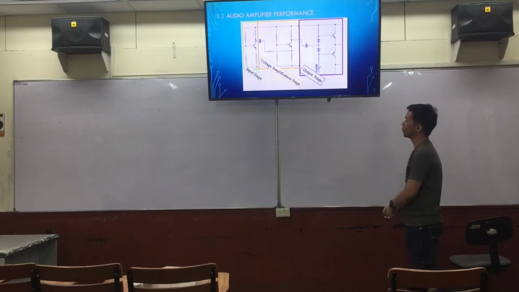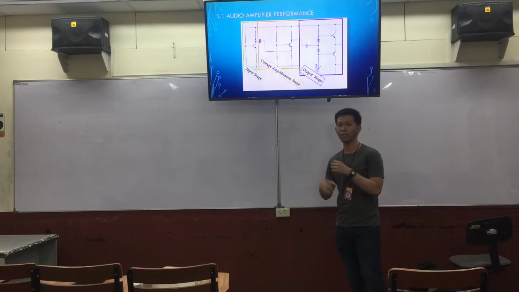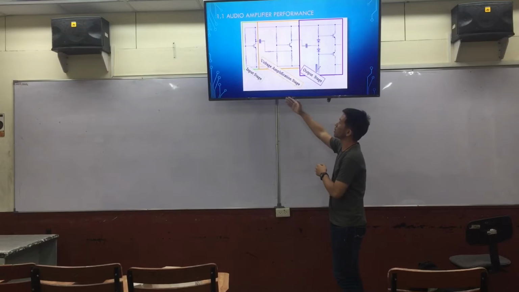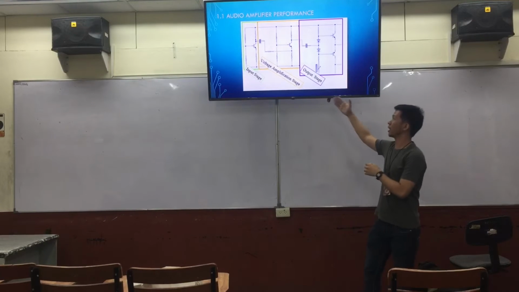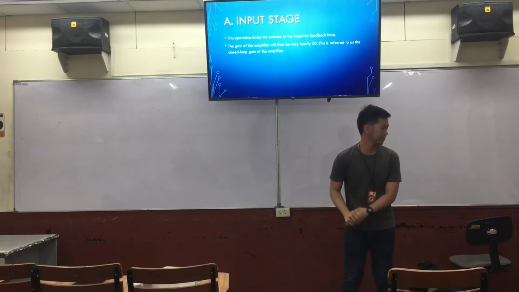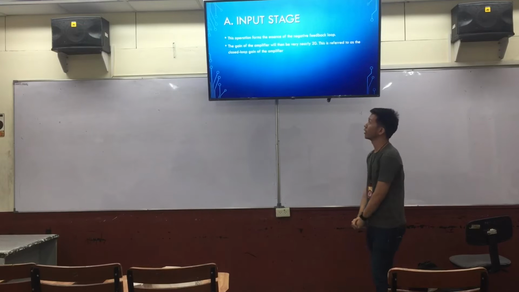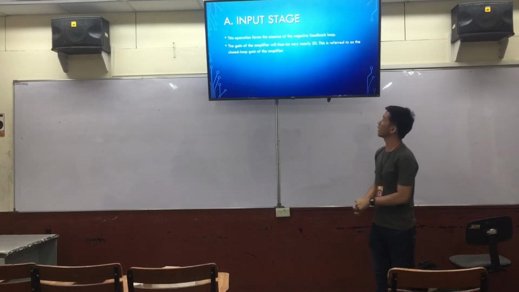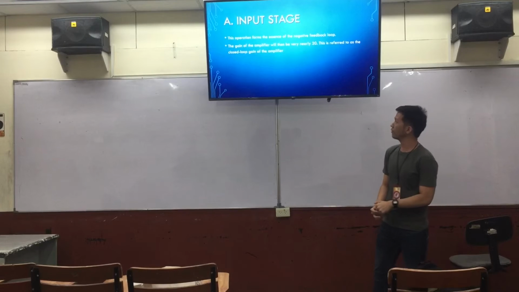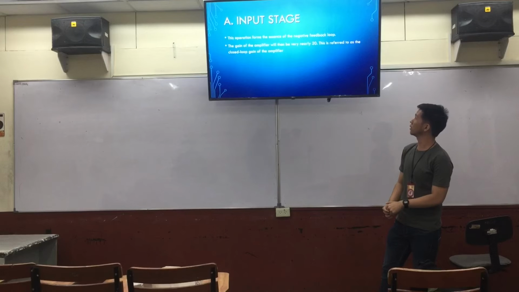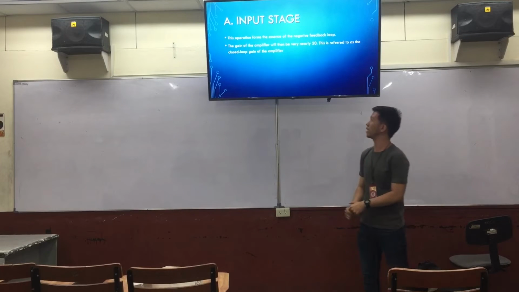So in the design project, we will discuss a 3-stage amplifier, and the stages are the input stage, voltage amplification stage, and output stage. I'm going to discuss the input stage. Input stage. This operation forms the essence of the negative feedback loop. The gain of the amplifier will then be very nearly 20. This is referred to as the closed loop gain of the amplifier.